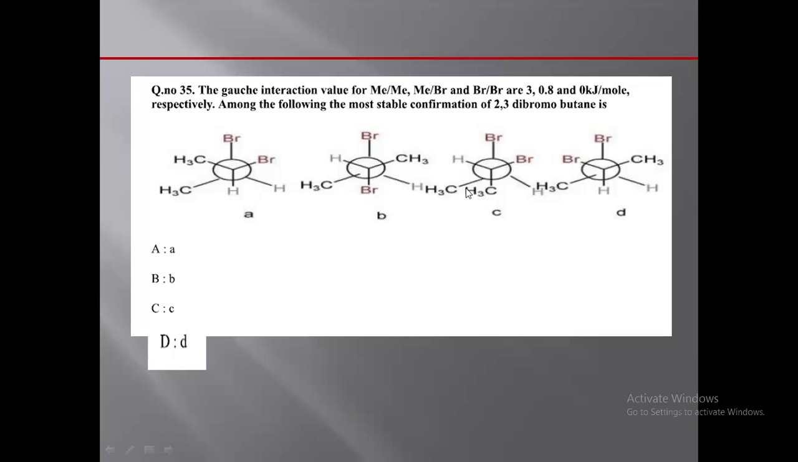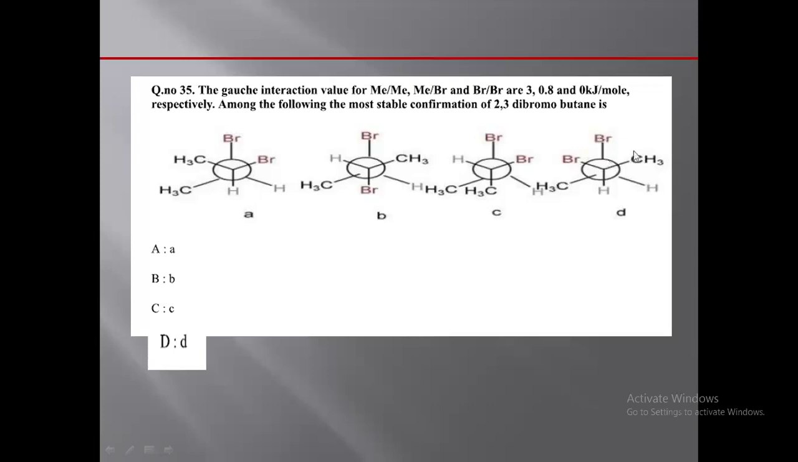If methyl and bromines are close, we can write 0.8 kilojoules. And if bromines are close, then 3.0 kilojoule per mole. Here we have been given the energy values: 3.0, 0.8 and 0 kilojoule. See here, 3 means these two bromines are closer. So for two bromines being closer, it is 3.0 kilojoule per mole.